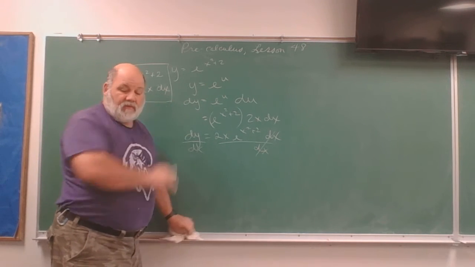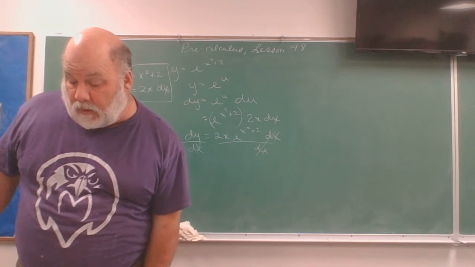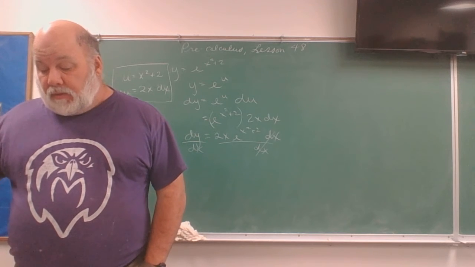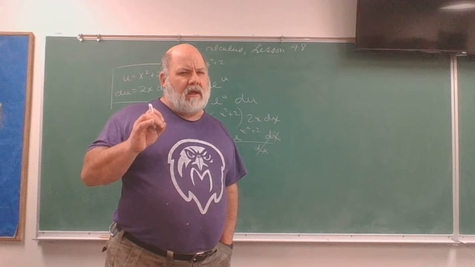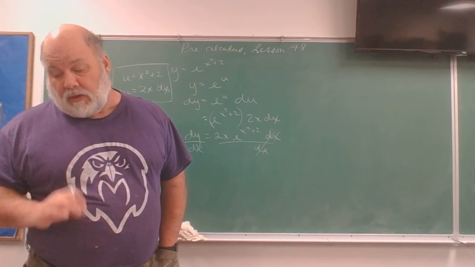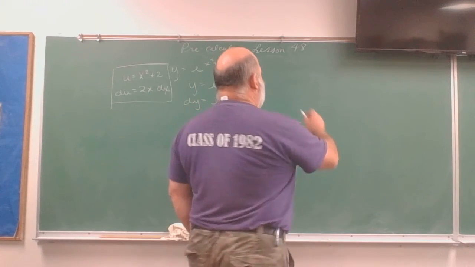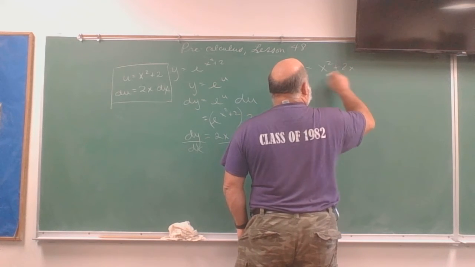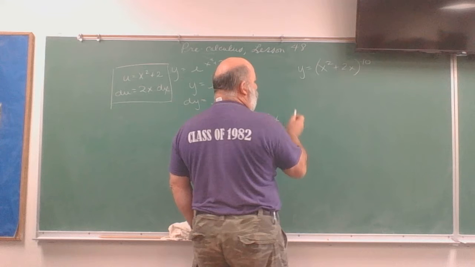I'm going to leave this up for a second. Let's go to the first example, 48.1. It says, do this, x squared plus 2x to the 10th power, and it says find f prime of x. That means find the derivative. They don't want the differential, they want the derivative. y equals x squared plus 2x to the 10th power. Okay? And they want y prime.